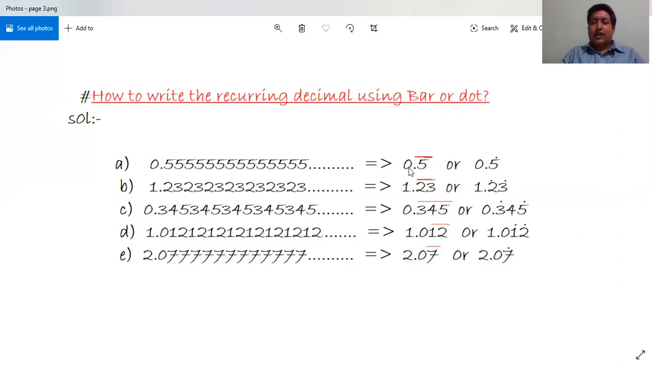So if you find it written like 0.5 with a bar over 5, you read it as 0.5 bar over 5. Here also, 0.5 with a dot over 5. Here also, 1.23 with a bar over 23. And 1.23 with a dot over 23, right? Okay.